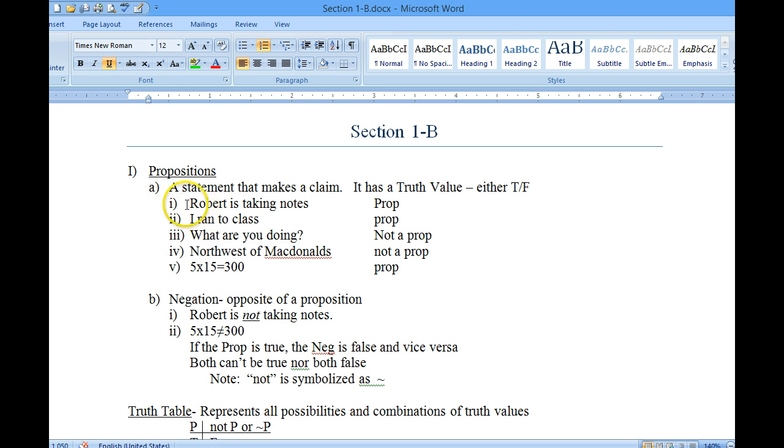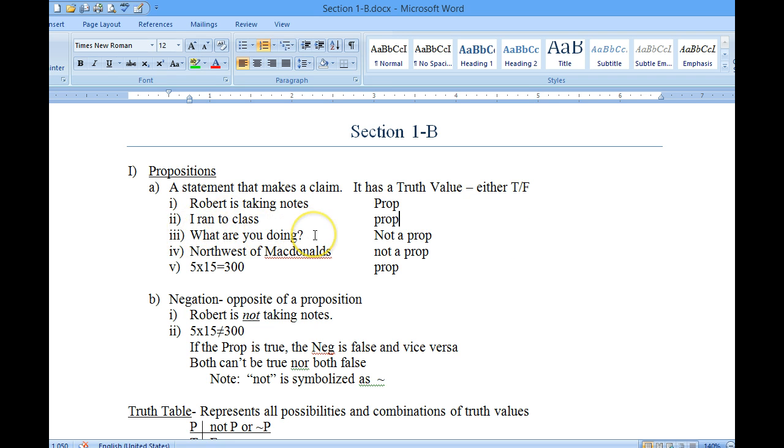Here's some examples. The first one, Robert is taking notes. So this is a proposition. Yes, it is a proposition because Robert is either taking notes or he's not taking notes, and it has a truth value. The second one, I ran to class. Well, either you did run to class or you didn't. Therefore, it has a truth value, and this is a proposition.